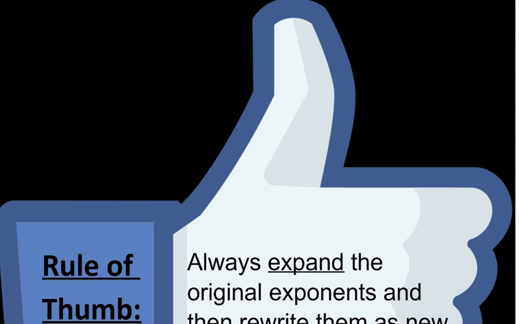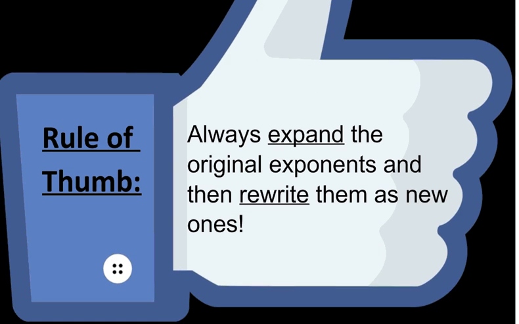All right, now let's review our rule of thumb that we talked about last time. When in doubt, always expand the original exponents and then rewrite them as new ones, either by combining or canceling things out. Today we're going to be canceling things out. Last time we did more combining, but we're going to be doing more canceling things out today. Okay, but you can always do that. You don't ever have to take the shortcuts. You can always write them out, and make sure it works that way.